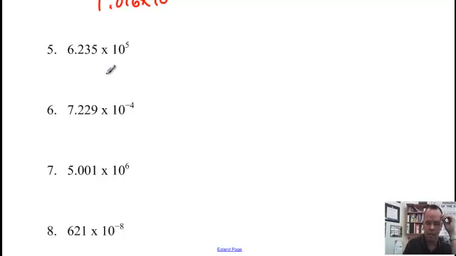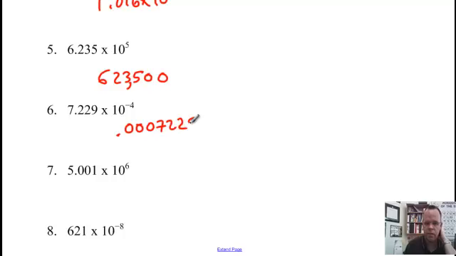So in this case, we're going to move the decimal place 5 places to the right, so we'll end up with 623,500. In this case, we're moving the decimal place 4 places to the left, 0.00072229. This one is times 10 to the 6th, so 6 places to the right, 1, 2, 3, 4, 5, 6. So we end up with the number 5,001,000.